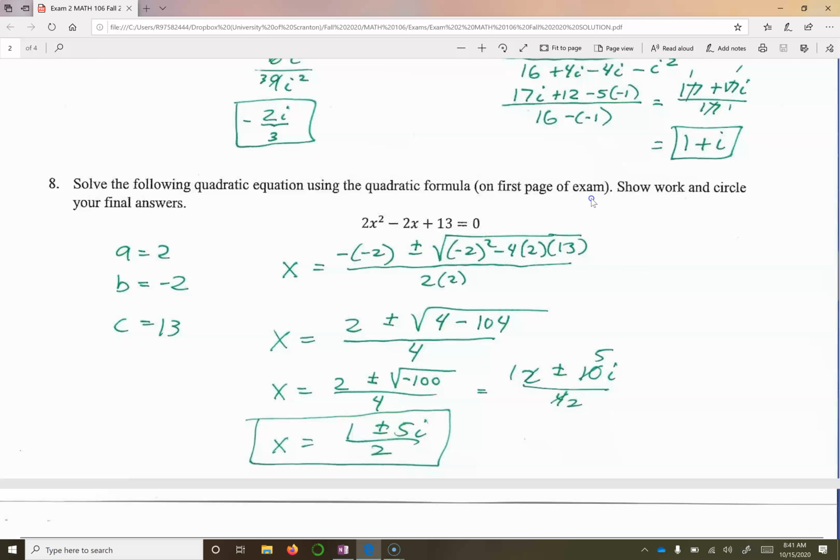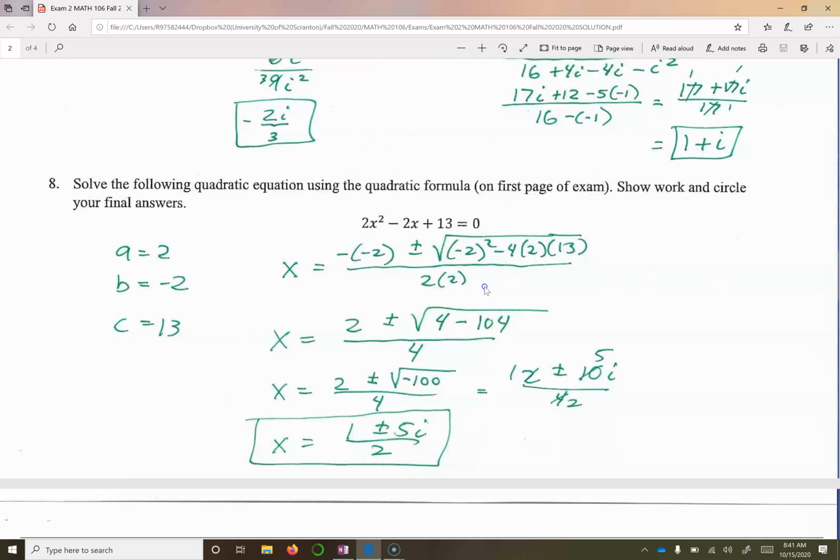And then 8 was, again, wanted to make sure you could do this quadratic formula because that comes up a lot. Very rarely do you come up with an equation in some future class and you can end up factoring it. It very rarely happens. So I wanted to make sure you could do this. And I wanted to give you a quadratic formula problem that had a complex solution. So when you go through everything here, you would end up with 1 plus or minus 5i over 2.